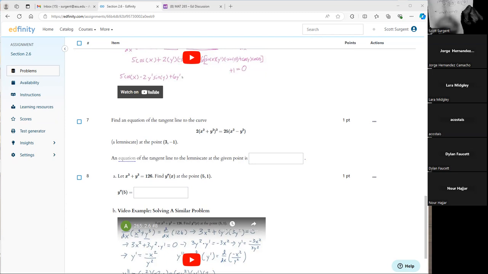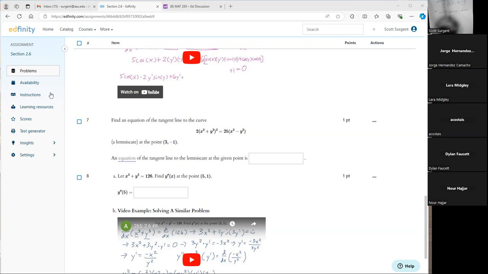And we're given the point (3, -1). The equation of the tangent line to the lemniscate is, we want the equation of the tangent line. So we don't want just the slope, we want the actual full-on equation. Well, of course, to get there, we need the slope. So that's going to be the main challenge.